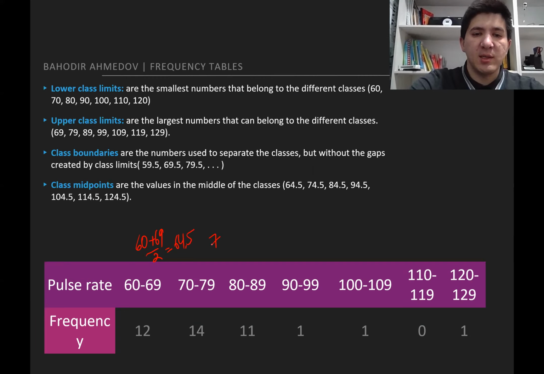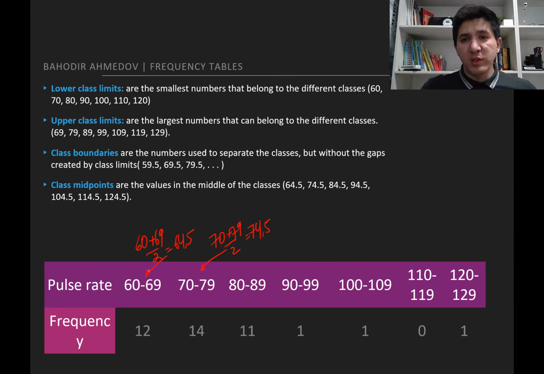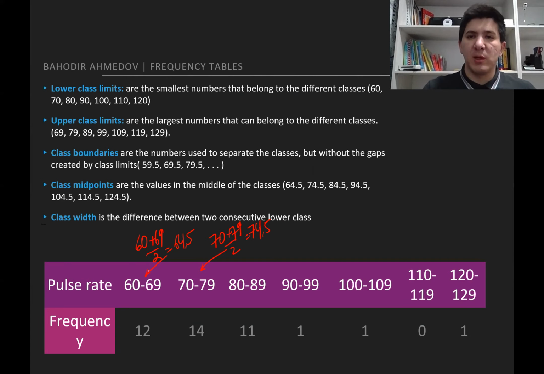For the second class, analogously, it's going to be 70 plus 79 over 2. It's going to be 74.5. They are the class midpoints. And one of the most important attributes of the frequency tables is the class width. So this is one of the important attributes which helps us to create the frequency tables.